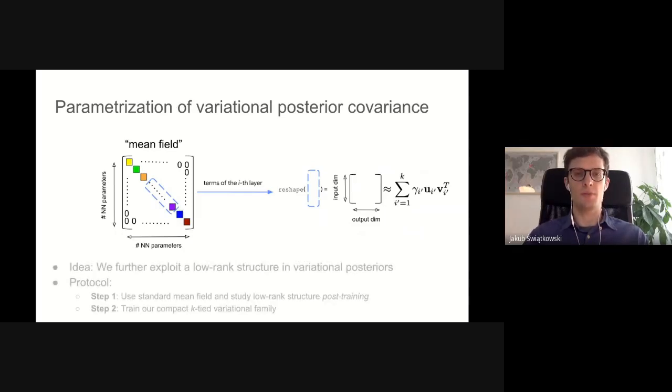In our experiments, we take a two-step approach. First, we train the standard mean-field Bayesian neural networks and investigate their low-rank structure post-training. Second, we check whether we can directly train the low-rank parameterizations, where the vectors u and v are the new parameters to optimize.